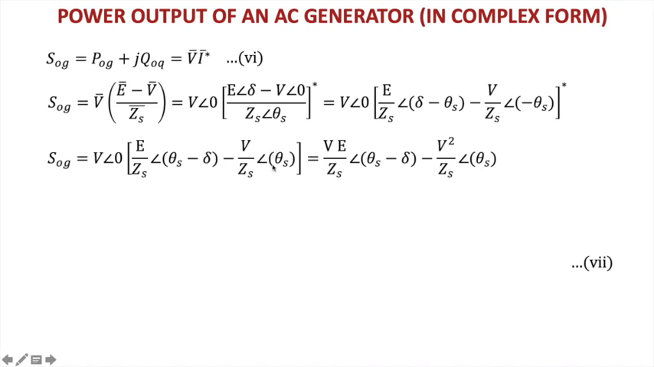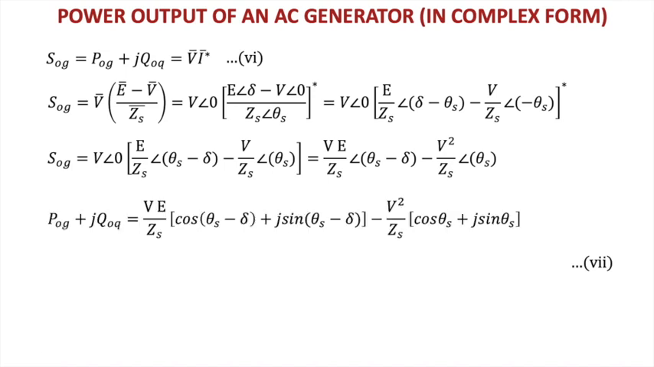So theta s will be positive over here, and that is multiplied throughout by a negative sign to the angles, and we get this expression. So the final expression of S_OG comes out as VE/ZS angle (theta s minus delta) minus V squared/ZS angle theta s. From the polar form, we will convert it to the rectangular form. In the rectangular form, the angle is represented as cos theta plus j sin theta. That is the representation in the rectangular form.